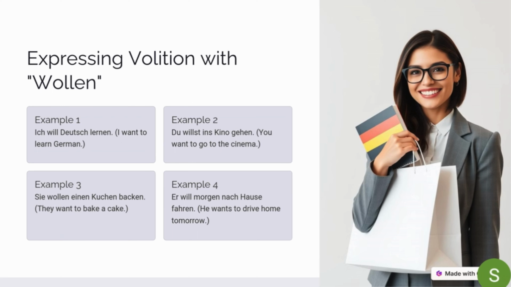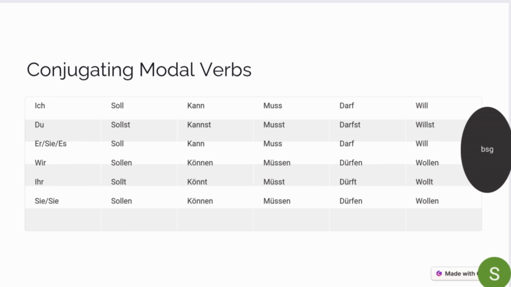Er will morgen nach Hause fahren. He wants to drive home tomorrow. That's his desire. That's the volition. Wollen is expressing the desire. He wants to drive home tomorrow. And that's all about wollen.